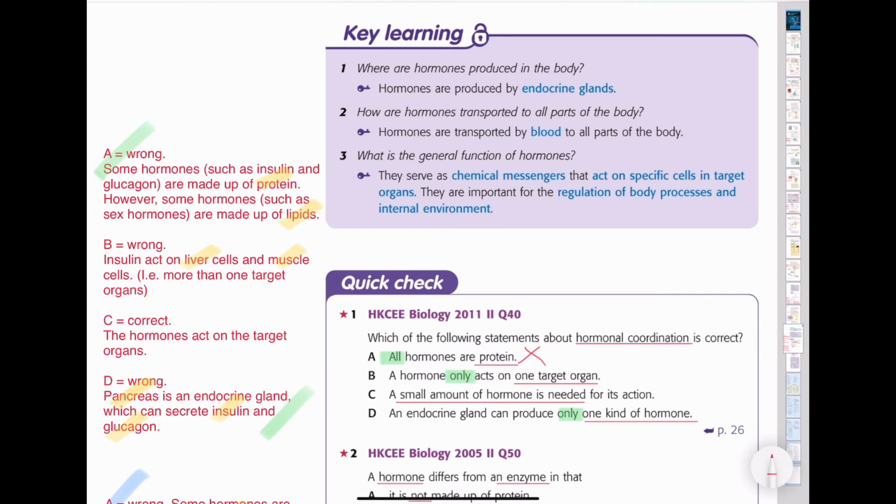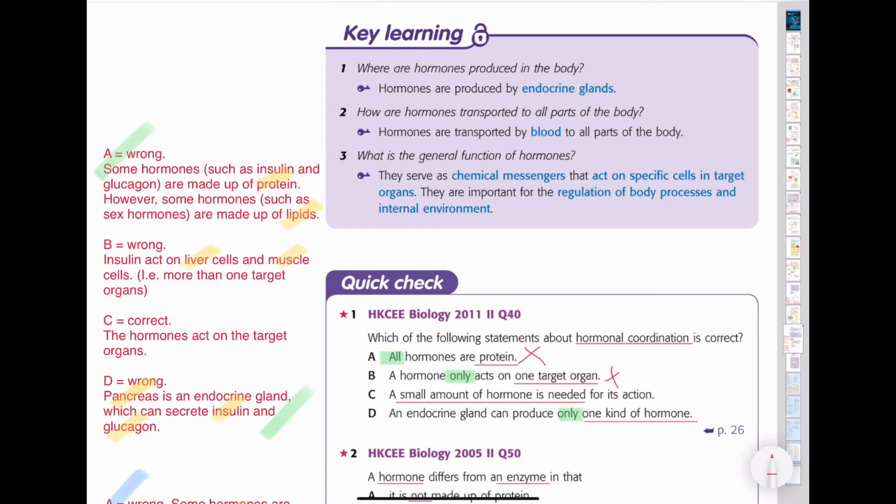And then B, a hormone only acts on one target organ, is also wrong, because some hormones, for example insulin, can act on the liver cells and muscle cells. So that's more than one target organ already. So that's why B is wrong.